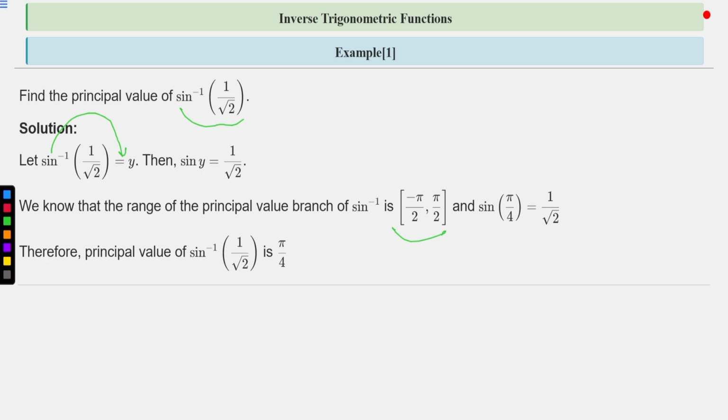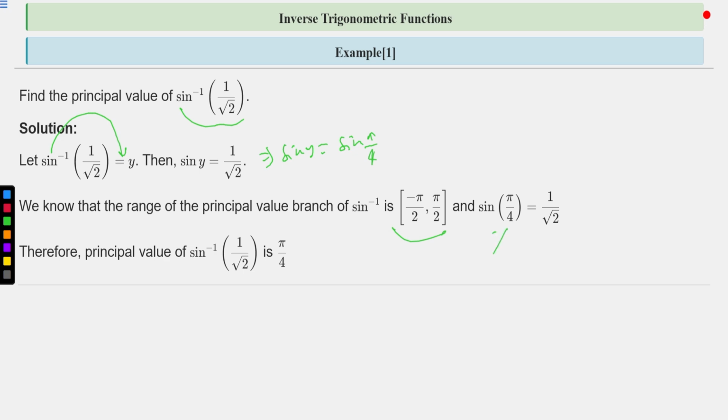We have just seen in today's lecture that the principal value branch of sine inverse is from minus pi by 2 to pi by 2. And we also know from class 11 that the value of sine pi by 4 is 1 by root 2. So sine y is equal to 1 by root 2 can be written as sine pi by 4. Therefore, the principal value of sine inverse 1 by root 2 is pi by 4.